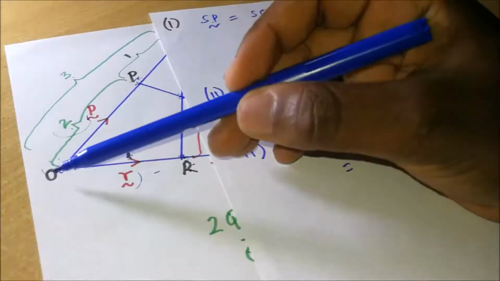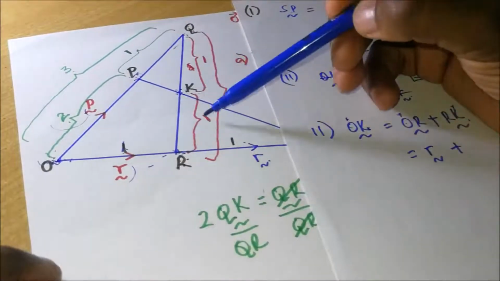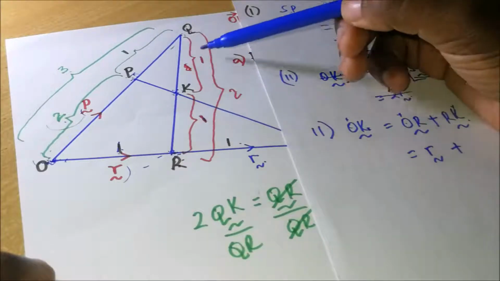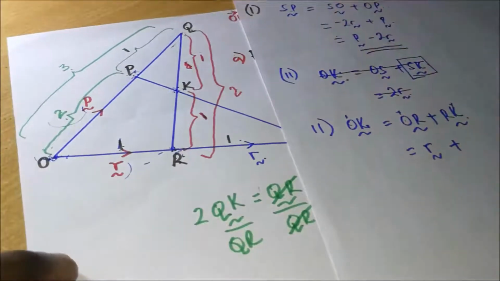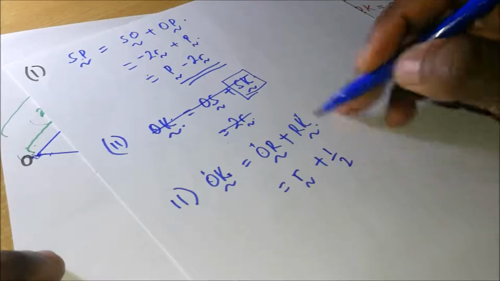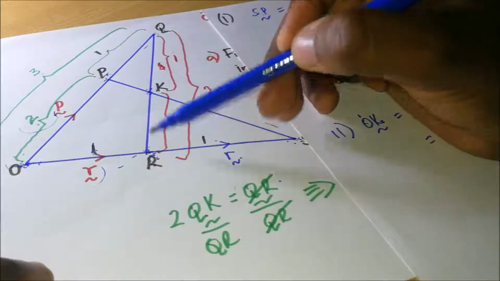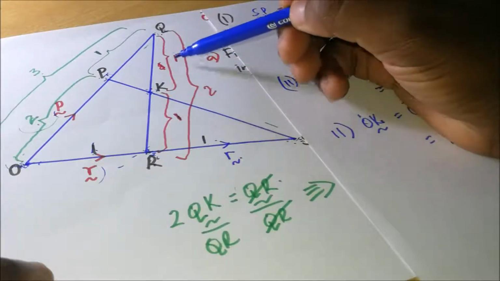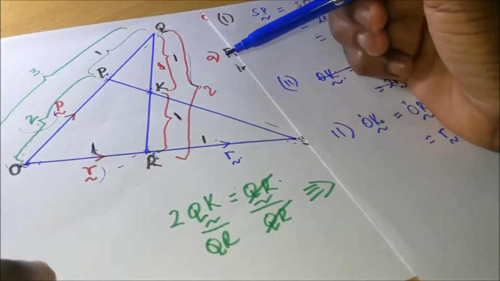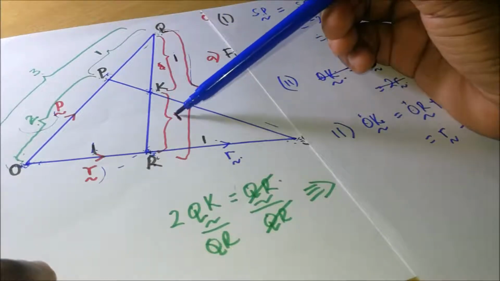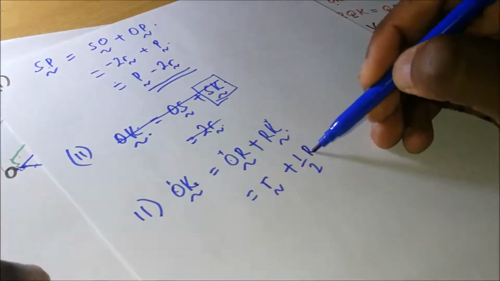So what is OR? According to here, OR is vector R plus what is RK. For me to move from R to K, it is labeled here. It is in the ratio of 1 to 1. So it means that it is 1 over 2 of RQ, a half, because that's the portion here. RK is a half of this whole line, RQ. We are getting that information from the ratio, because this is 1, and the whole bit is 2. We got this from our information at the beginning of the question. So RK is 1 over 2 of RQ.